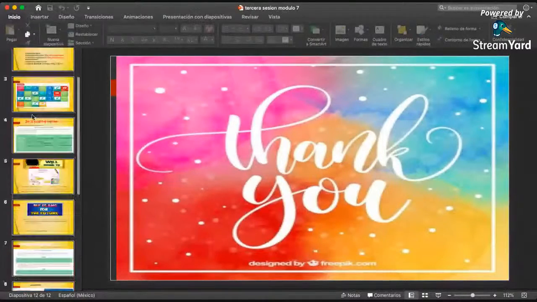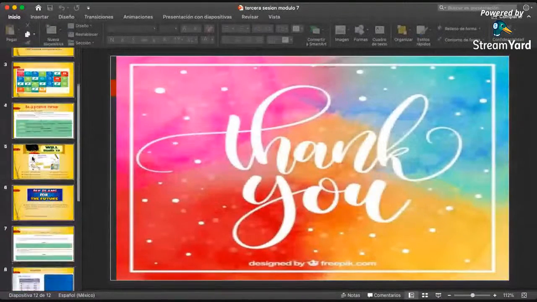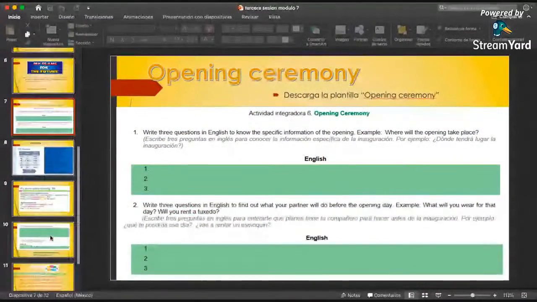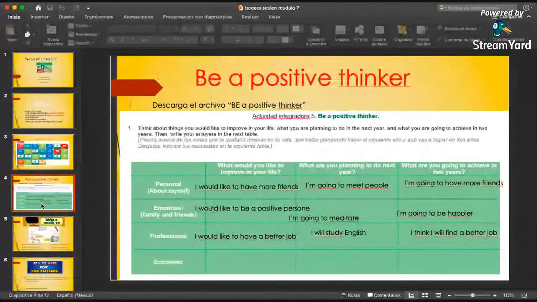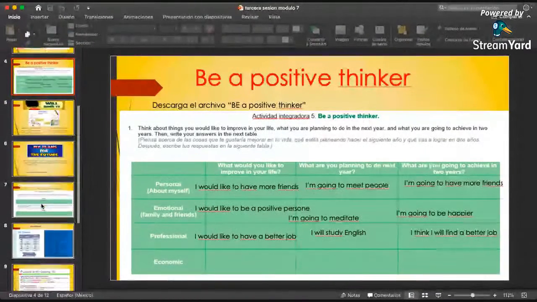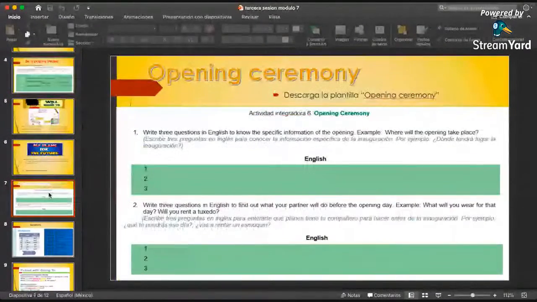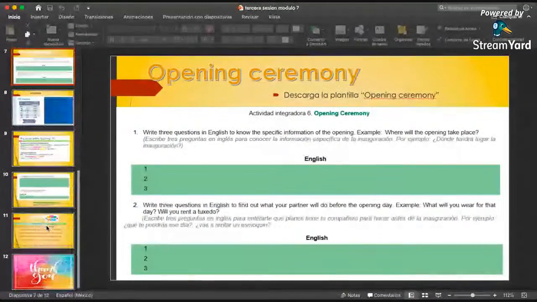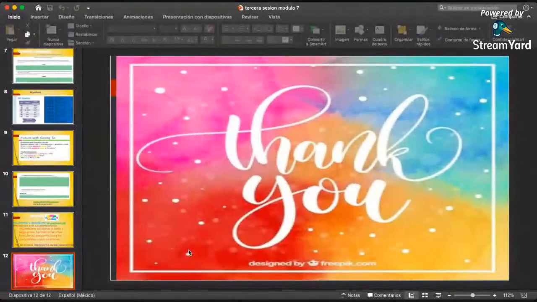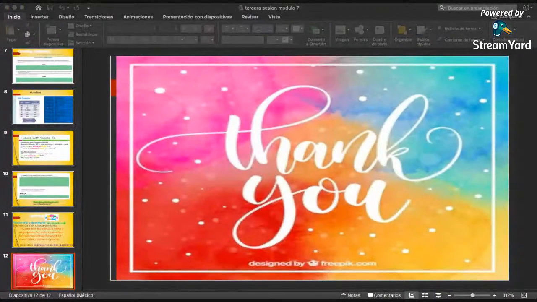Okay, so these are all the activities for this week. The first one, remember, is opening ceremony. No, the first one is be a positive thinker. The other one, opening ceremony, and the learning forum. Great, perfect. Questions about the activities? Remember that you can send me a message, and I can help you.